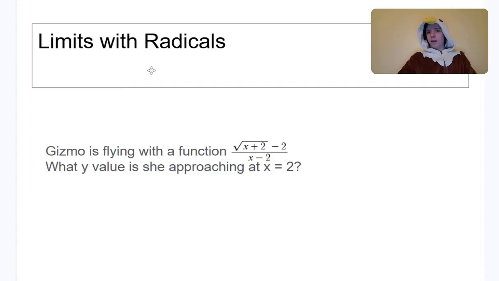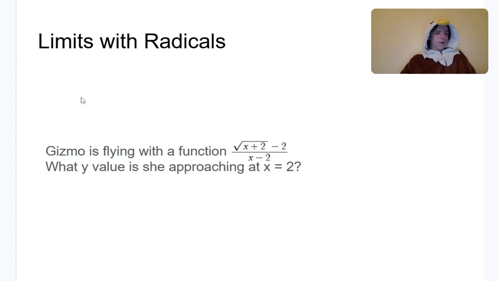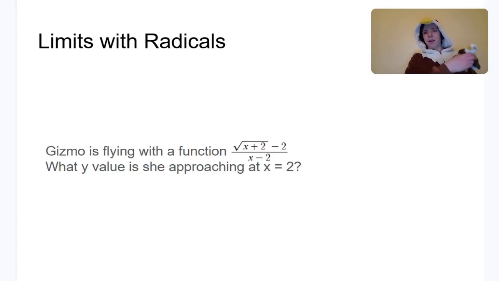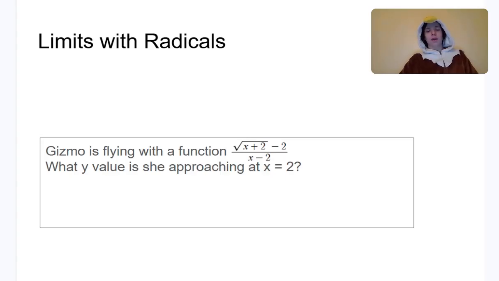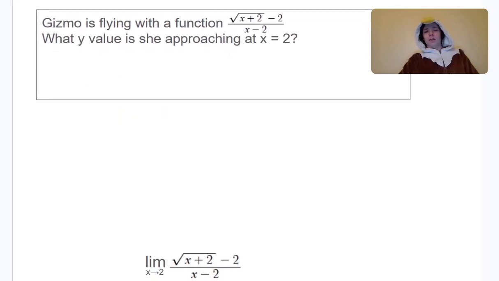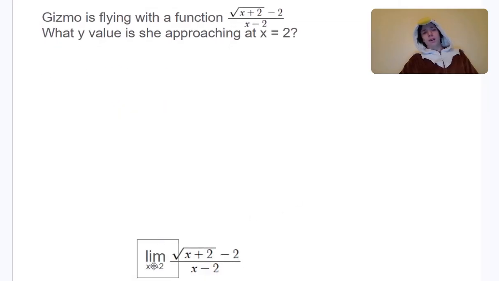First, let's look at a limit with a radical, so with a square root. So let's say Gizmo is flying with this function, the square root of x plus 2 minus 2 over x minus 2, and what value is it going to approach at x equals 2? Well, this isn't a problem we've seen before. If we evaluate it, it's going to give us 0, because we have the square root of 4 minus 2, that's 0, over 2 minus 2, also 0. So 0 over 0. So we're going to be finding that limit as x approaches 2.